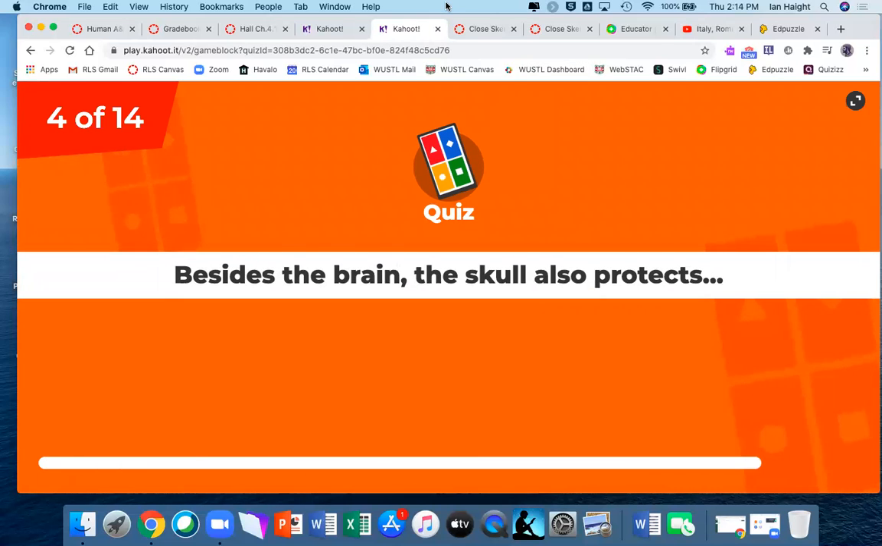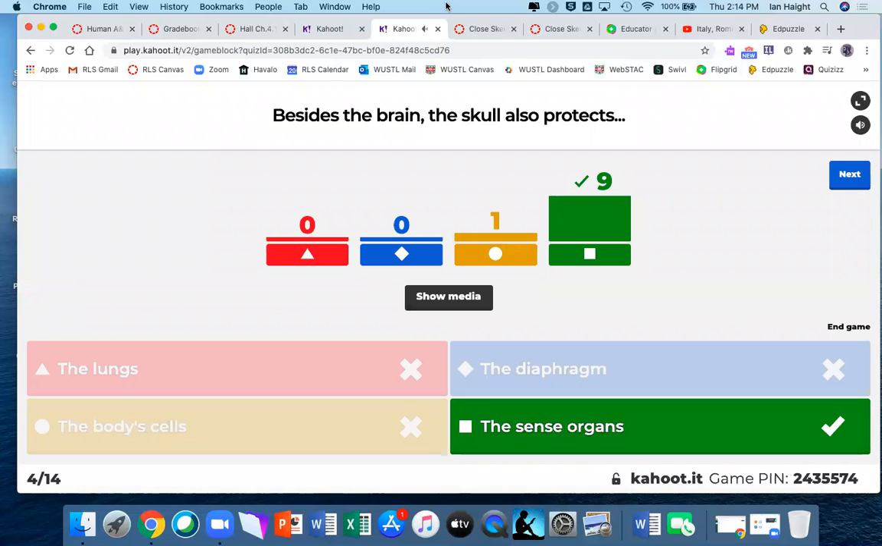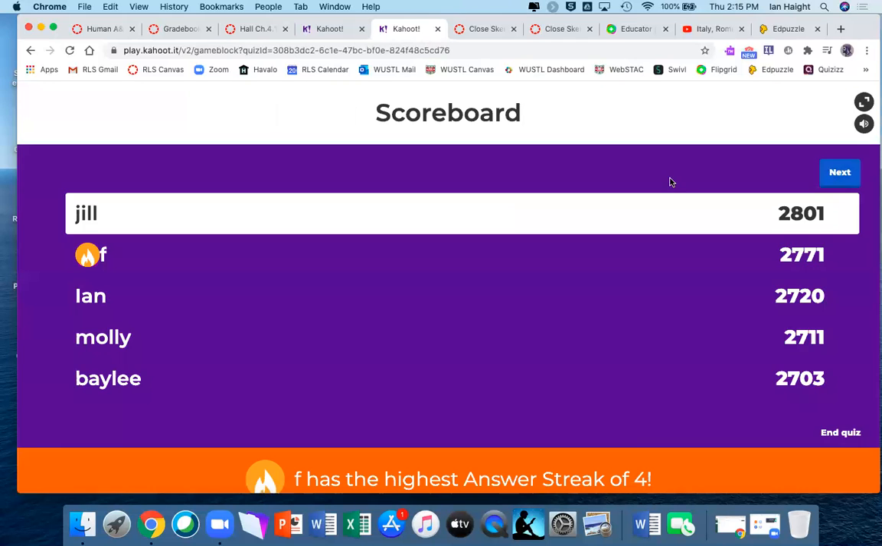Besides the brain, the skull also protects... Think about what else is in the skull. Very good. It is the sense organs. Again, not something we really think about, but your eyeballs, your nasal cavity, even your ear bones are all protected and part of the skull. All right, Garrett Fernandez on fire right now.